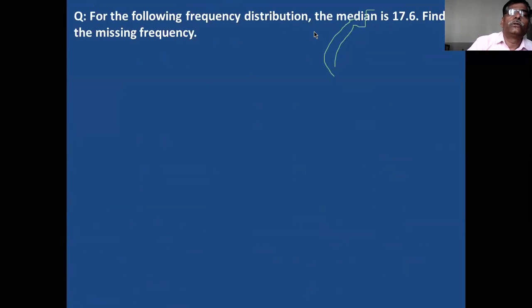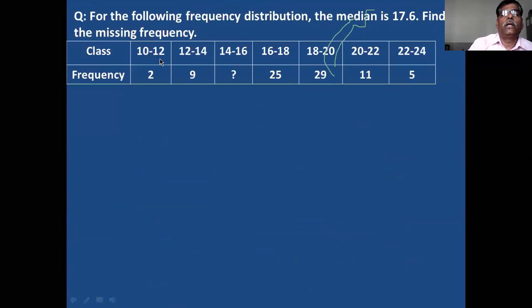Okay. You see here. Class is given 10 to 12, 12 to 14, 14 to 16, 16 to 18, 18 to 20, 20 to 22, 22 to 24. This is the class. Frequency 2, 9, question mark. This is the missing, this is the unknown. You have to calculate this missing frequency. Next 25, 29, 11, 5. Okay, these are the frequencies.